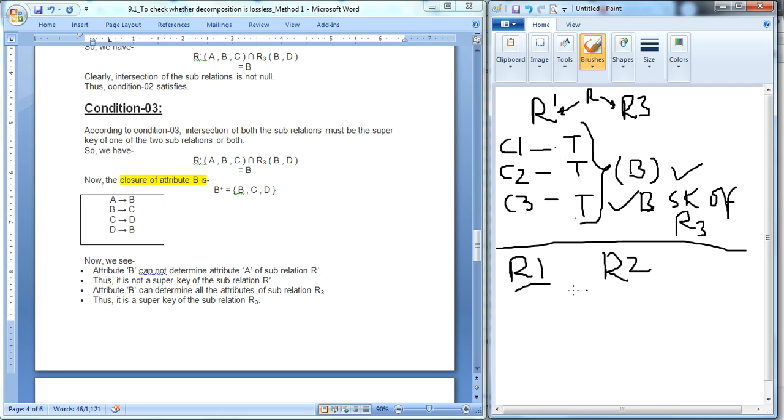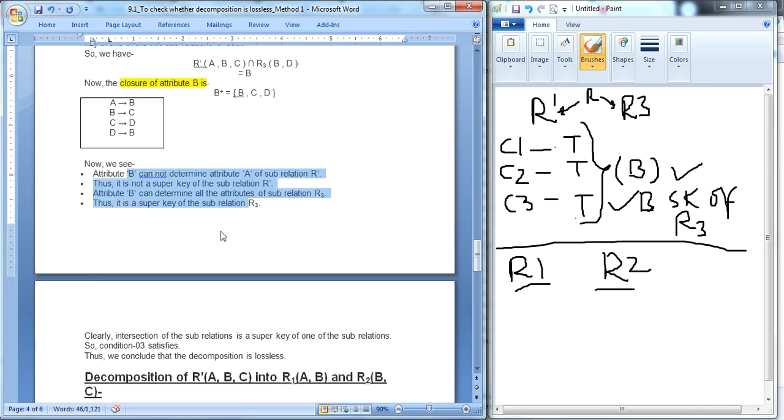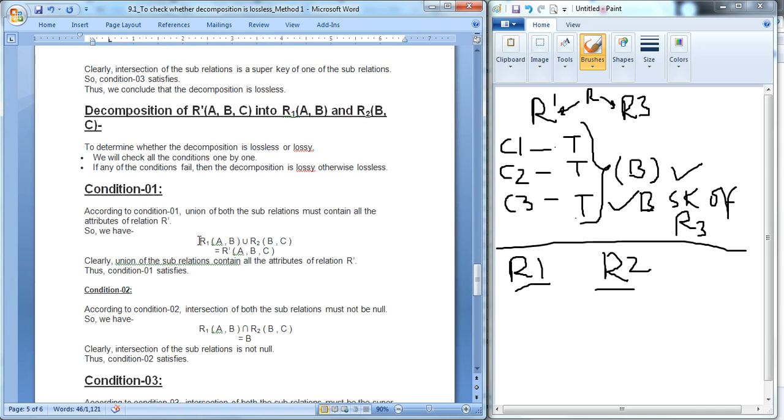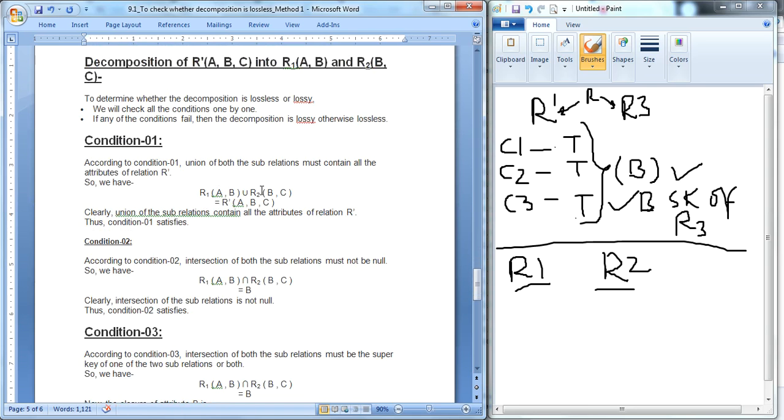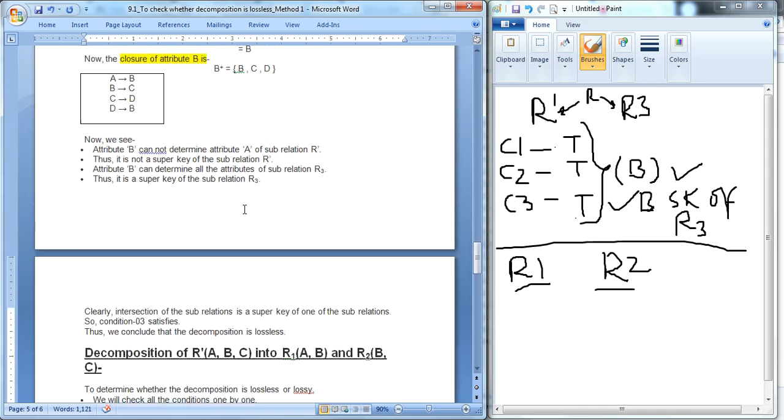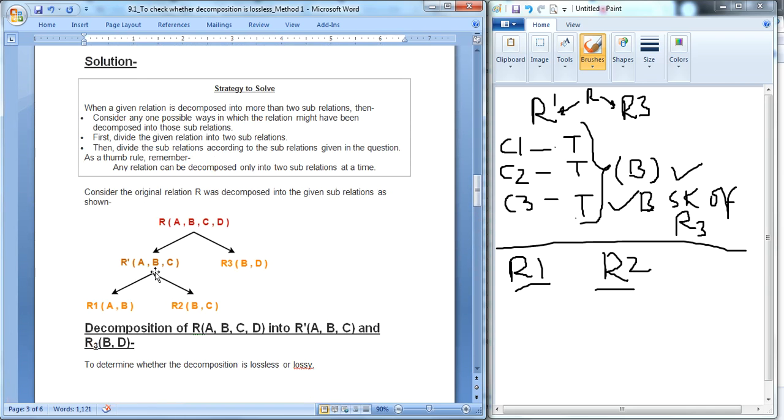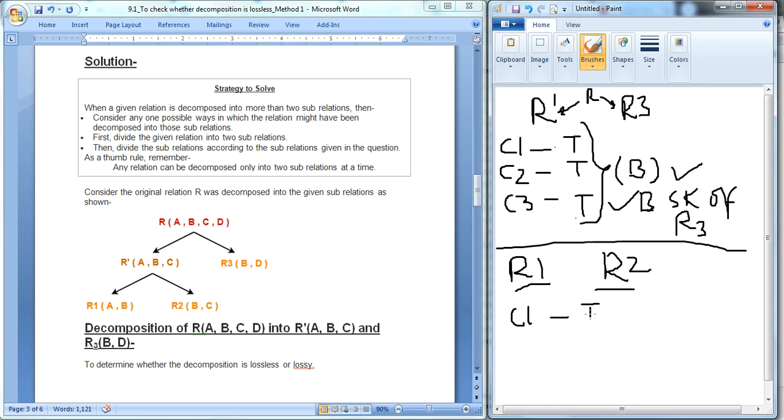Now we need to verify R1 and R2 in the same way. Now we will go for R1 and R2. R1 is AB and R2 is BC. Now R dash is ABC. If we verify R dash, that one is ABC, and R1 is AB, R2 is BC. Now the first condition for this relation is true. Why? Because the union of R1 and R2 is R, right? AB, BC means ABC and ABC.